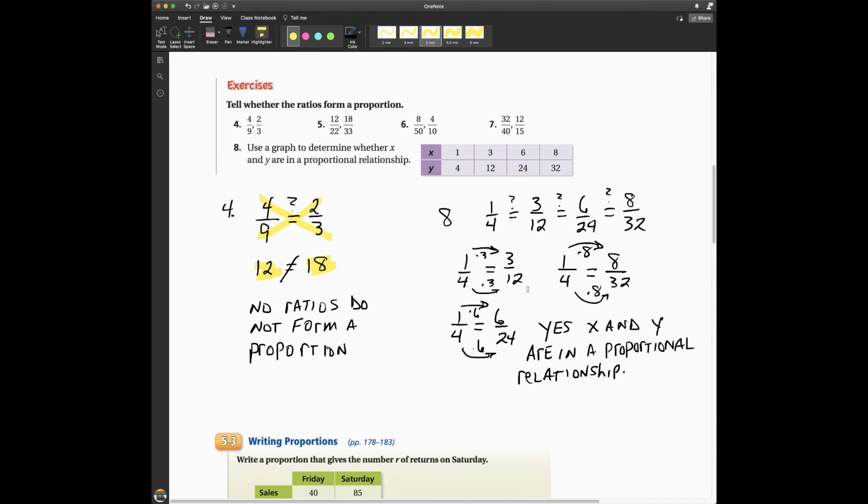What if you have a table and you want to know if X and Y form a proportional relationship? Well, you can graph these, or you can recognize that if I take 3 12ths, 6 24ths, and 8 32nds, and I write them in simplest form, guess what? That's right, they all equal 1/4. So all of these ratios are proportional. So yes, X and Y are in a proportional relationship.